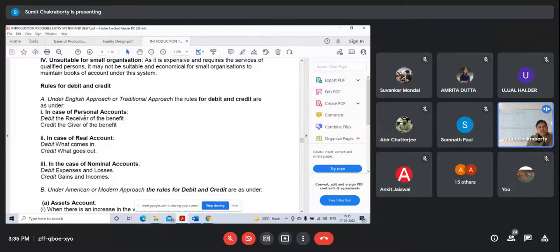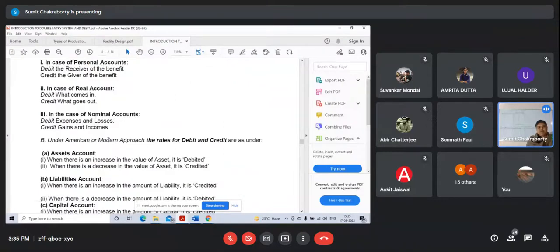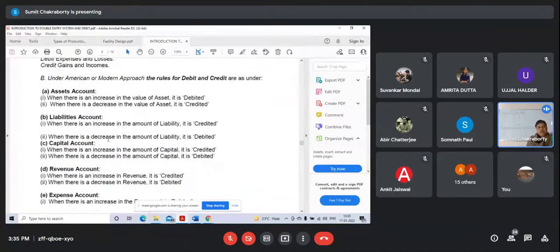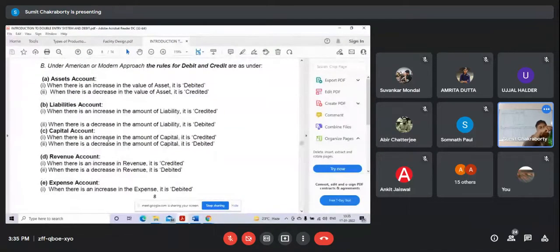See, this is the English approach. Receiver of benefit and giver of benefit. Don't go that way. You go under the American approach.